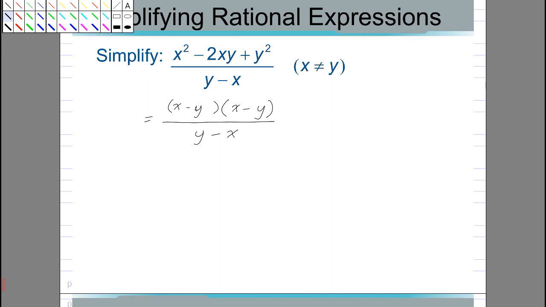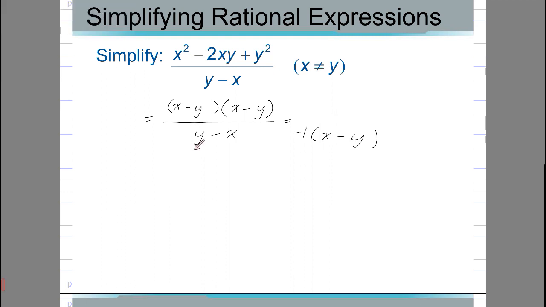Now what we have in the denominator is very similar to what we have in the numerator, but it's not the same. So what we need to do is multiply the bottom, or factor out a negative 1. We'll take a negative 1 out of those two, which makes it an x minus y. So we have negative 1 times x, negative 1 times a negative y, which makes a positive y and a negative x.